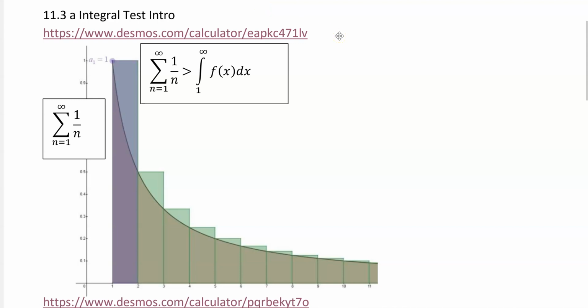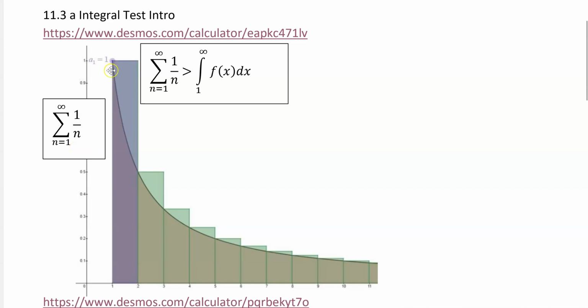All right, we're going to be looking at the integral test, and it's just a test for certain conditions are met. We can determine if our series is converging or diverging. And so we're going to start with divergent. And so we have 1 over n here. This is our series, and this is a divergent series, and we're going to show you why right now.